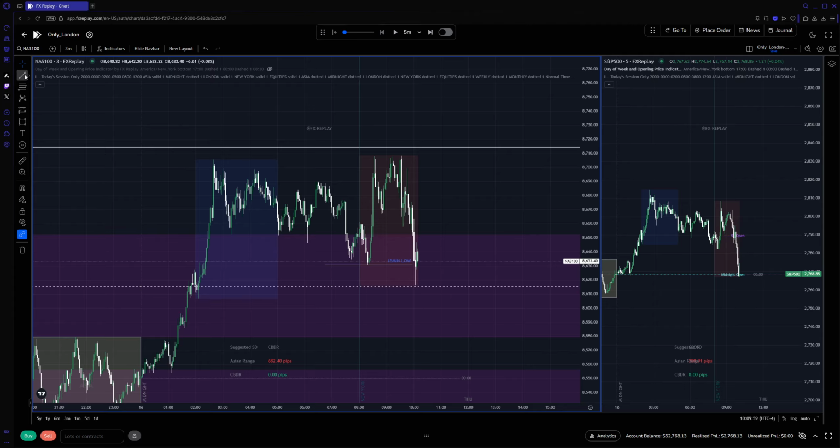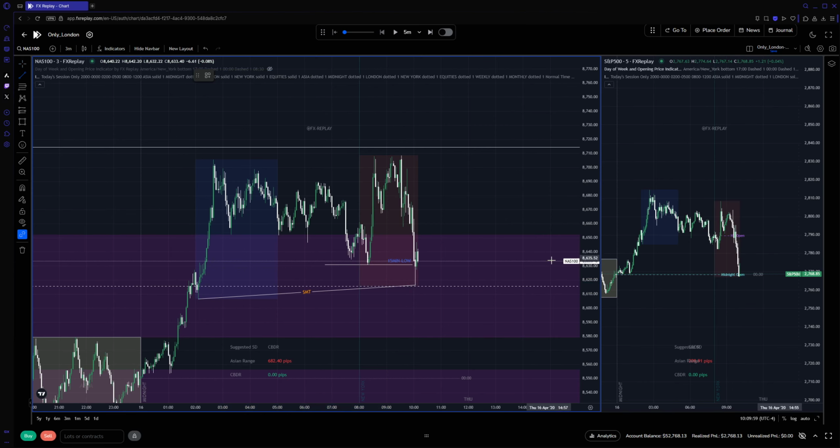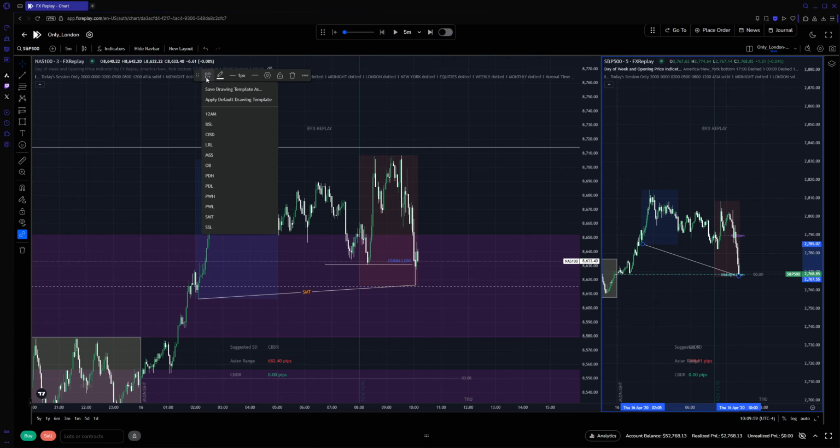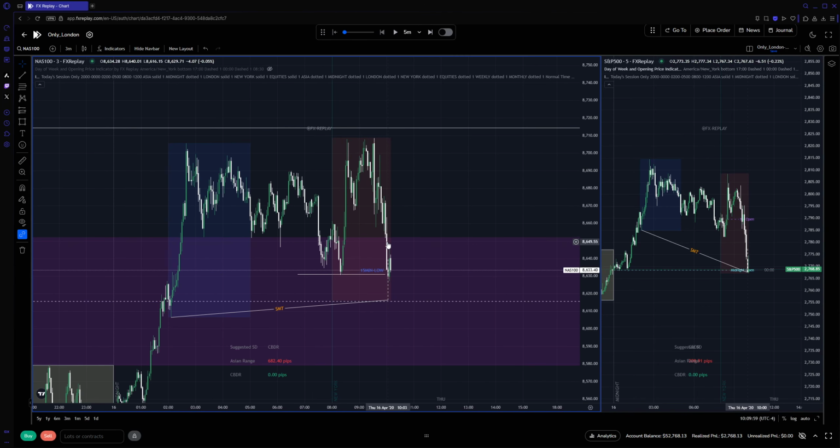We still have this SMT in place, so I'm just going to mark that out, because S&P took that low and NASDAQ didn't. SMT. So I would want to see this close. It's actually still early. It's like what? Oh no, it's 10 o'clock now. Never mind. It's not early.